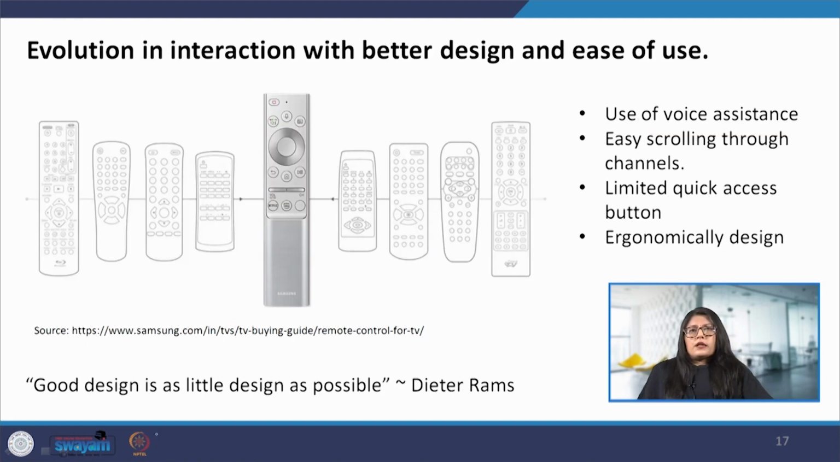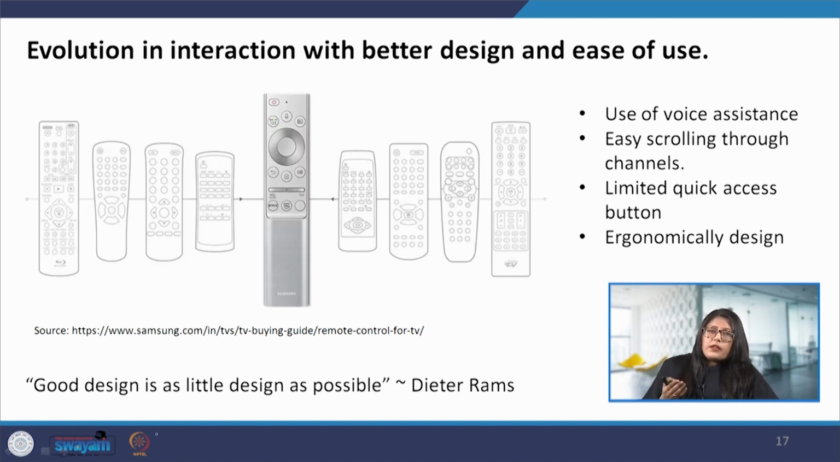Another product that we use quite often is the remote control in our homes, and we can see how over time even the remote control has really changed its shape and the way it performs, and that has made it a very utility-oriented product.